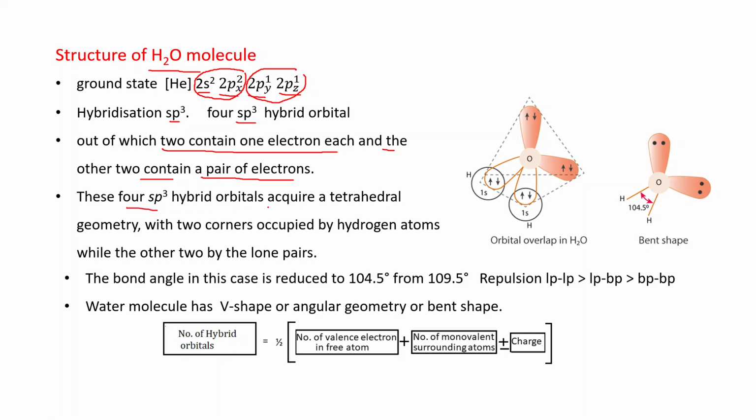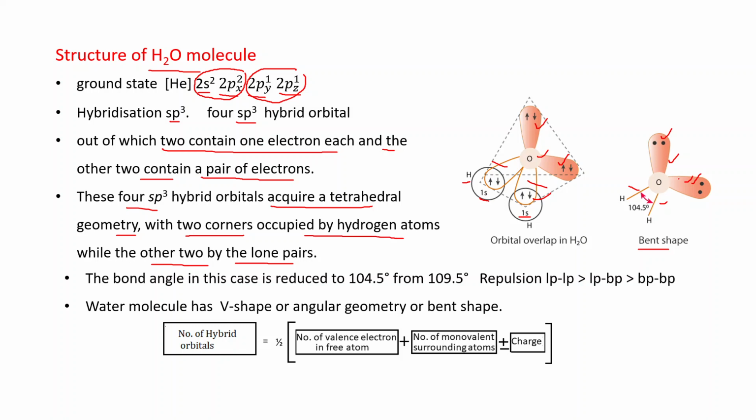These four sp3 hybrid orbitals acquire a tetrahedral geometry with two corners occupied by hydrogen atoms while the other two are occupied by the lone pairs. Now you can see this is oxygen. These are the two sp3 hybrid orbitals occupied by lone pairs of electrons, and these two sp3 hybrid orbitals which are singly occupied overlap with the 1s orbital of hydrogen atoms and form sigma bonds. That's why these are the two sigma bonds and these are the two hybrid orbitals containing lone pairs of electrons. Again remember, hybridization is sp3, but due to the presence of these two lone pairs of electrons, its shape is bent.